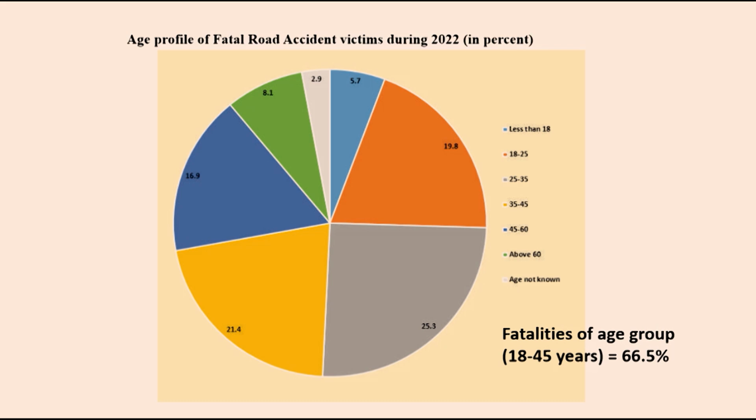And this is the age wise distribution. If you see the majority, the productive age from 18 to 45, if you add it up, it goes up to maybe 2/3 of the total accidents. So, we are losing people from the productive age, from 18 to 45.